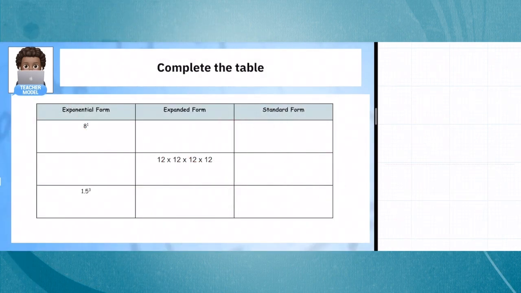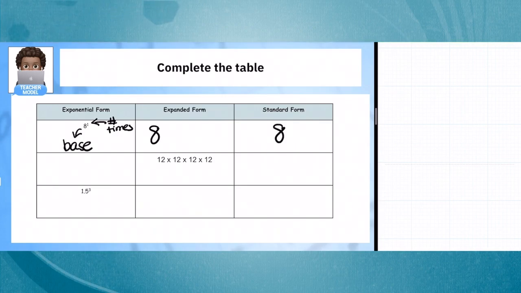We're going to use those three terms again that we just spoke about in the teacher model: exponential form, expanded form, and standard form to represent our repeated multiplication. We're going to start with 8 to the first power. Our 8 is our base, so that is the number that's being repeatedly multiplied. And how many times is just one time, so it just stays there as 8. Okay, so it's just 1 8. And that's the same as standard form, nothing to simplify.